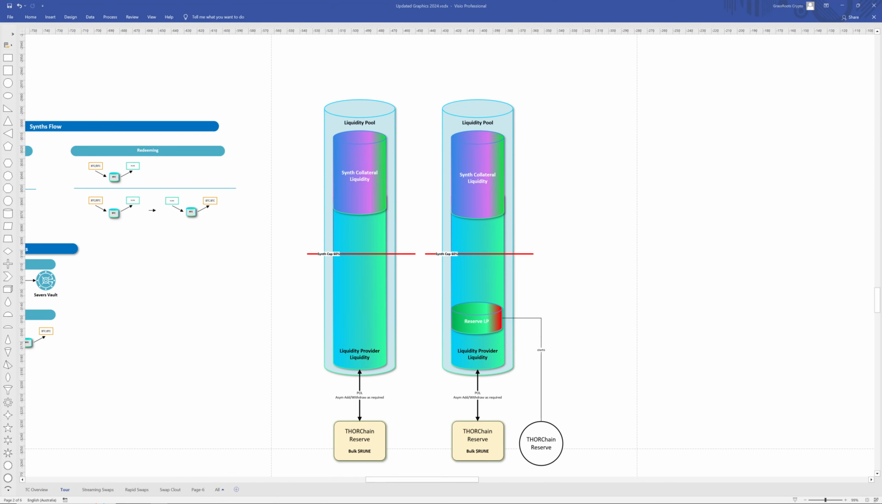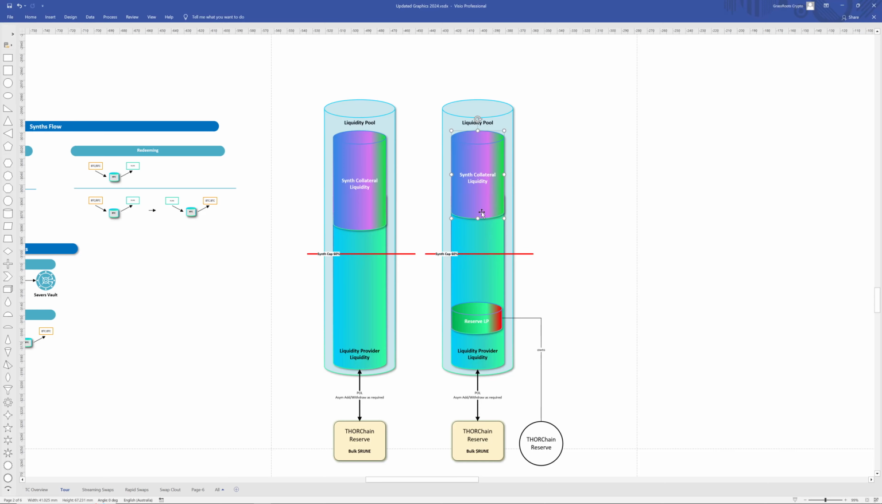Let's quickly talk about protocol owned liquidity, or POL. POL is where THORChain itself, specifically the reserve, becomes a liquidity provider to add space for savers, as there is only so much space for savers, and specifically there's only so much space for synthetics. So how does it work?